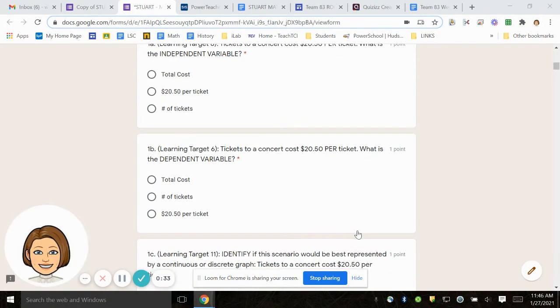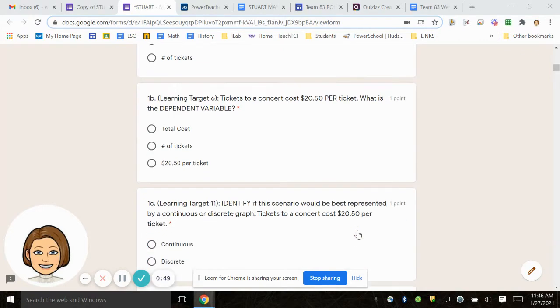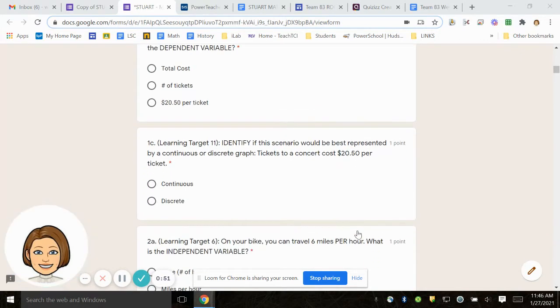1B, tickets to a concert cost $20.50 per ticket. What is the dependent variable? Total cost, number of tickets, or $20.50 per ticket? Number 1C, identify if this scenario would be best represented by a continuous or discrete graph. Tickets to a concert cost $20.50 per ticket. Is it continuous or discrete?